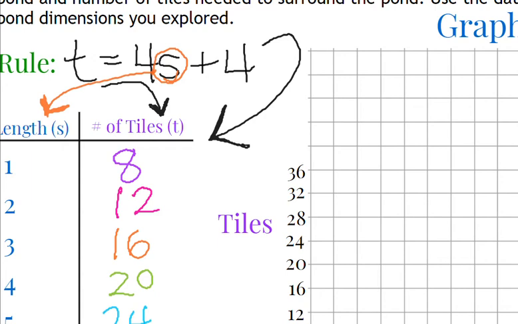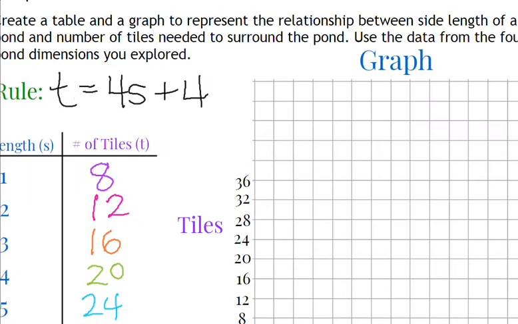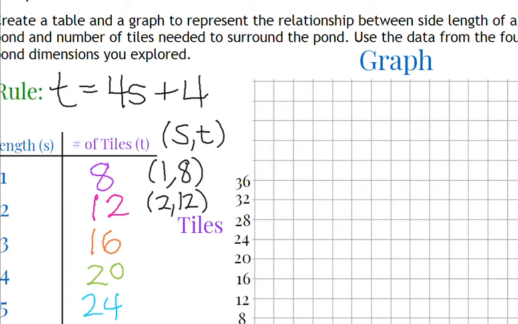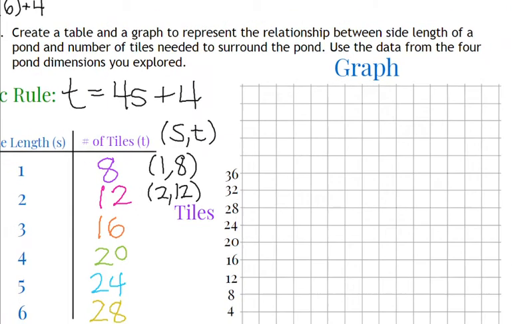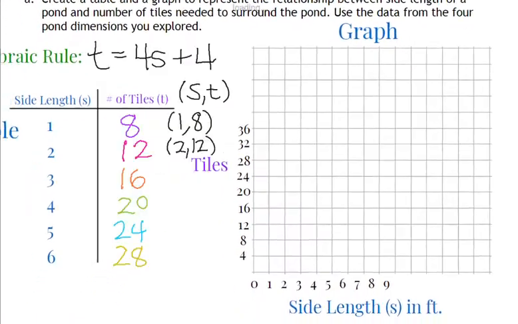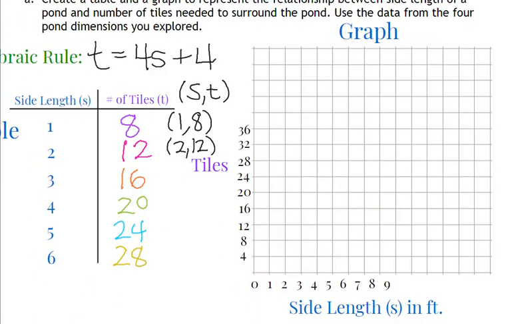So if we were to take this 1, 8, s comma t, hold on, I'm going to clean this up. As I was saying, I'm going to call this s comma t. Oops, I don't want the eraser. I need my drawing tool. So if I had a side length, remember we said of 1, that gives me a coordinate of 1 comma 8. If we had a side length of 2, we found that we needed 12 tiles, so it would be 2 comma 12. And what we can do with this data is we can actually take it and graph it on a coordinate plane.